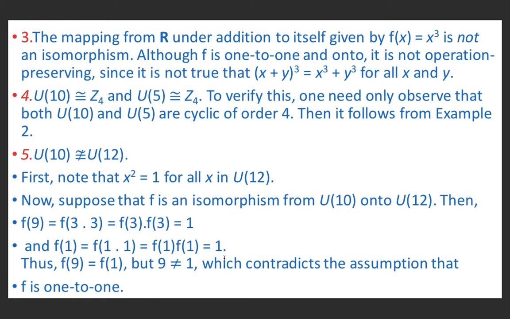Now, in the third example, we discussed that the mapping from R under addition to itself given by f(x) = x^3 is not an isomorphism, although this mapping is one-to-one and onto. But this mapping is not operation preserving because f(x + y) is equal to (x + y)^3, and (x + y)^3 is x^3 + y^3 + 3xy(x + y).